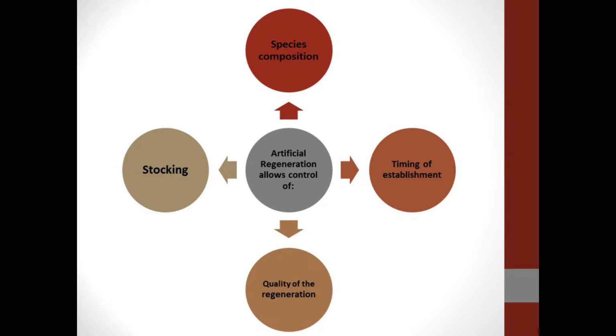You can also control the timing of establishment, which as a public lands manager, I need to plant things. I need to space out my reforestation projects so that I can afford everything every year. But controlling the timing of establishment is also valuable to our non-industrial private landowners. Also, you can control the quality of the regeneration.